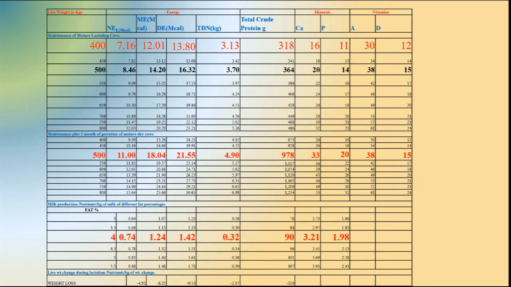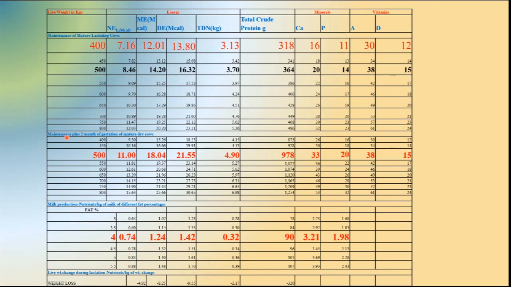So this is the NRC table that is available for calculating. Here you can see this is for a 400 kg animal, then 450, 500, 550. So for 400, the net energy for lactation requirement is 7.16. Metabolizable energy requirement is 12.01. Digestible energy 13. Then TDN, total protein, calcium, phosphorus, vitamins A and D. This part of the table shows the maintenance energy requirement. Then comes maintenance plus 2 months of gestation.